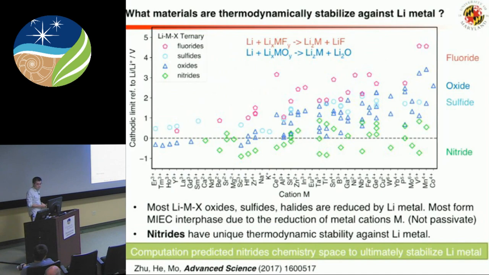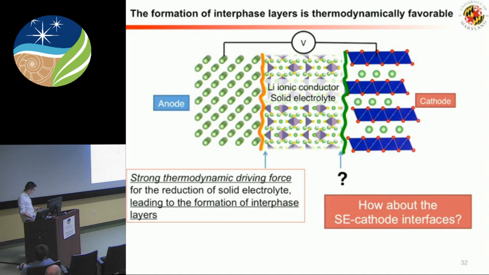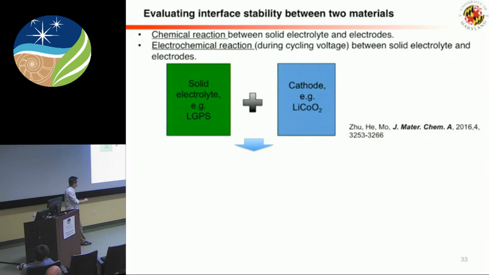Essentially it tells you that nitride has very unique thermodynamic stability against lithium metal. So this significantly broadens your materials choice if you want to intrinsically protect against lithium metal. So this is also one suggestion we discovered from our computation.